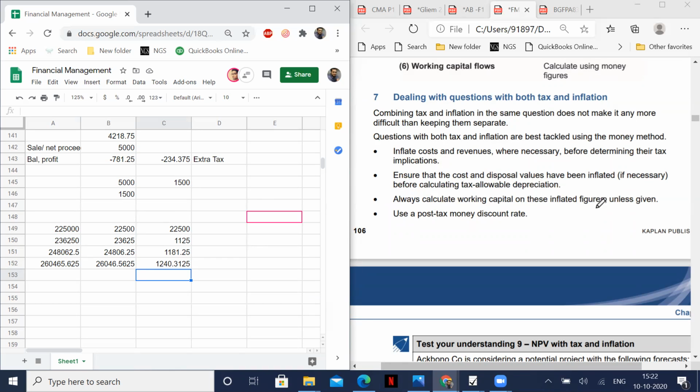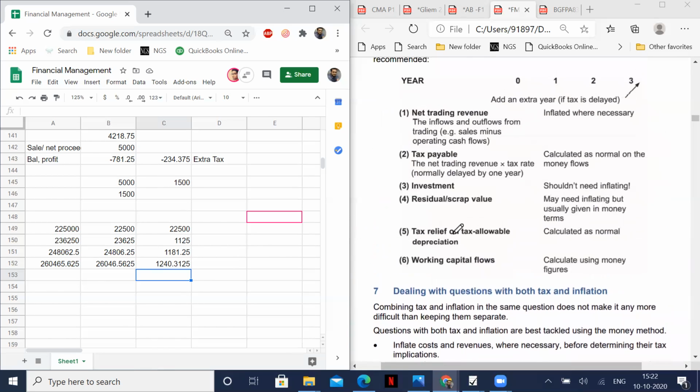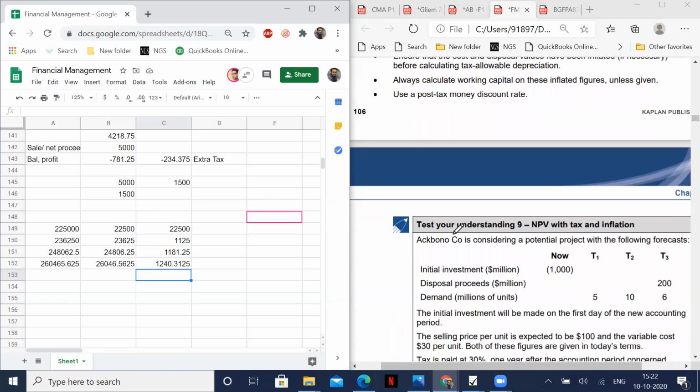Always calculate working capital on these inflated figures unless given to you. Use a post-tax money discount rate. These are the guidelines which you have to use while solving these NPV questions with all these tax, inflation, working capitals, receivable values, tax payables. These are the things which you guys need to take care of.